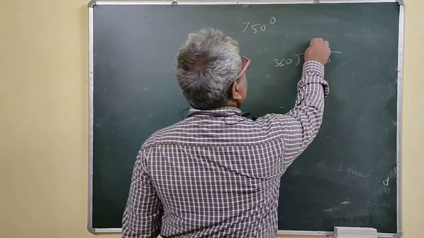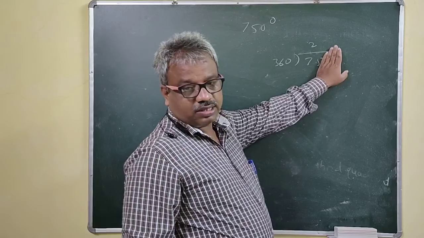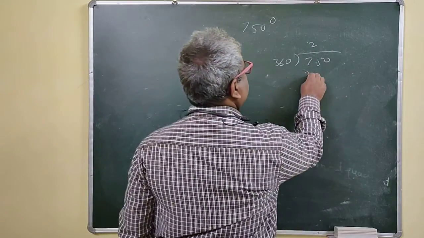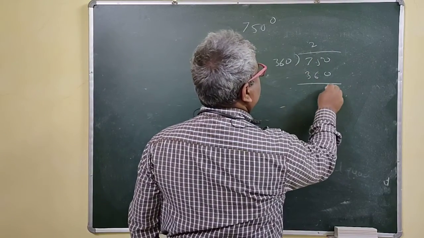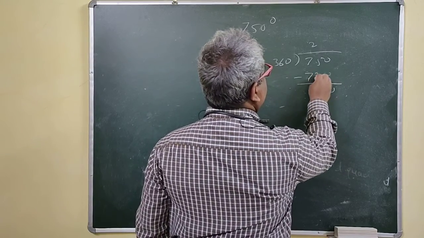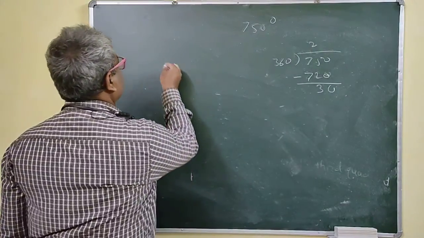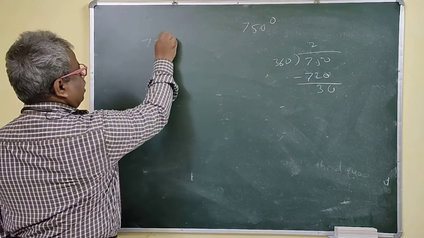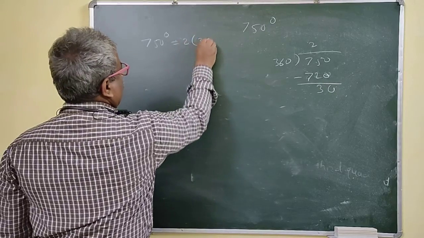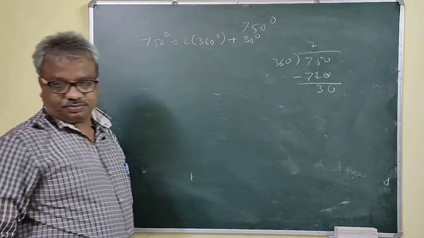Now we divide by 360. Two times 36 is 72, so 2 times 360 degree is 720 degree. The remainder is 30. Therefore, 750 degree is equal to 2 into 360 degree plus 30 degree, right?